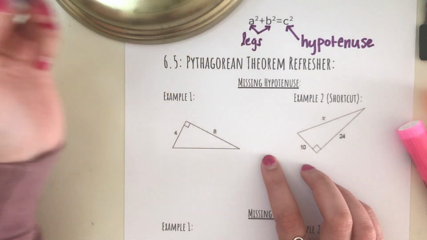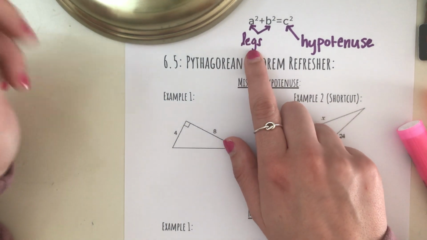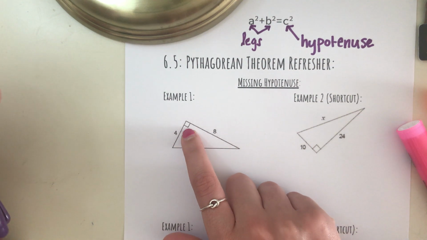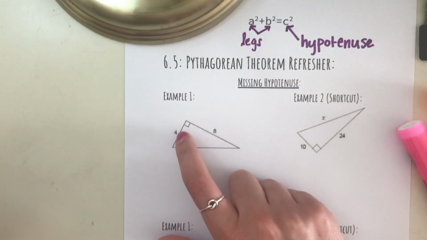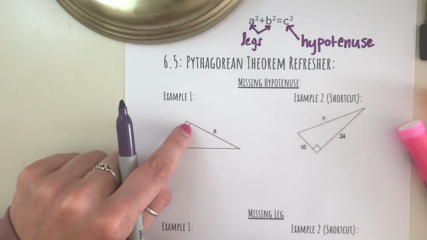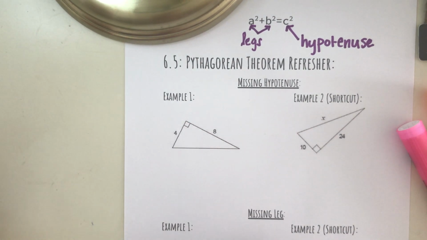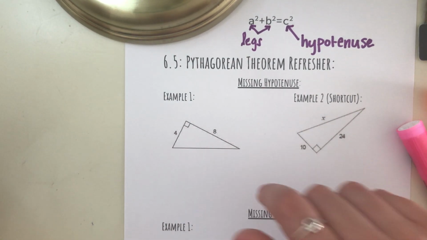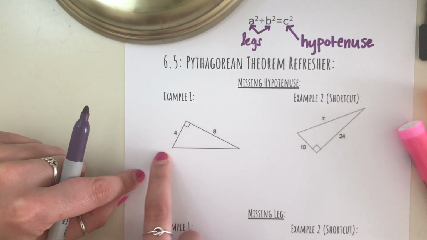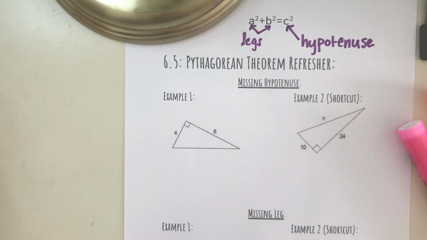Now, to remember, legs are the two sides of the triangle which are touching your right angle. So this is a leg because it's touching the right angle, and 8 is also a leg because it's touching the right angle. The one side in a triangle which does not touch the right angle is called the hypotenuse. That's the longest side in our triangle.